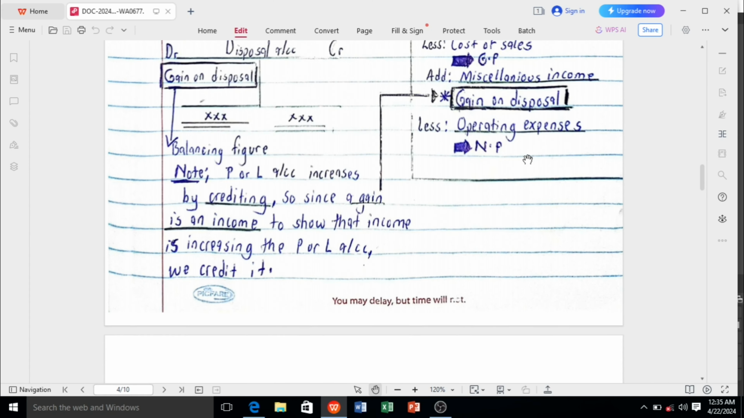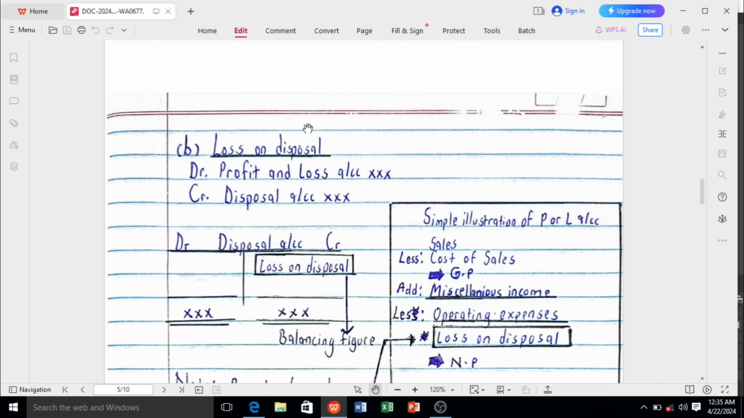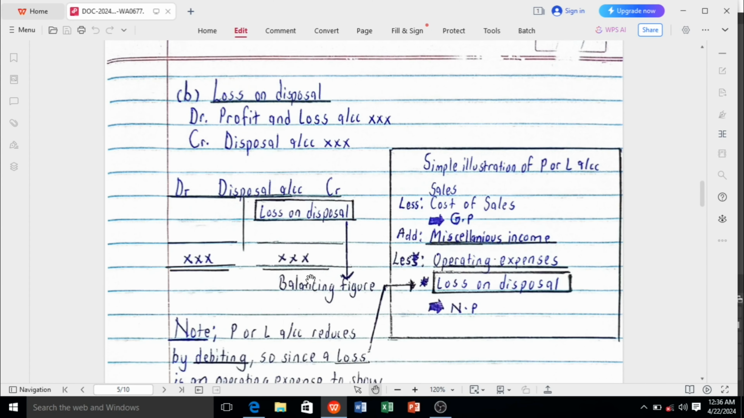After knowing that, we come to part B, which is talking about loss on disposal. For loss on disposal, we are going to debit profit or loss account and then credit disposal account. If I draw a T account for disposal, this is how it will look. The balancing figure is going to be on the credit side, and that will be the loss on disposal. If you are in a situation whereby the balancing figure is on the credit side, that will be a loss on disposal.